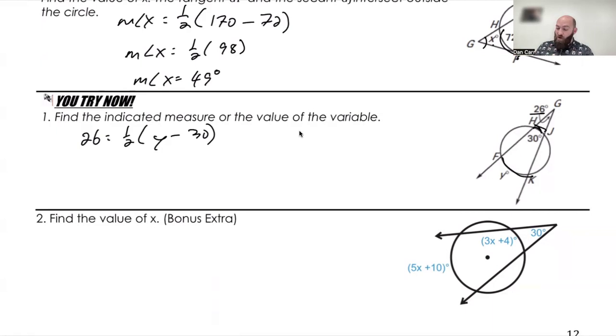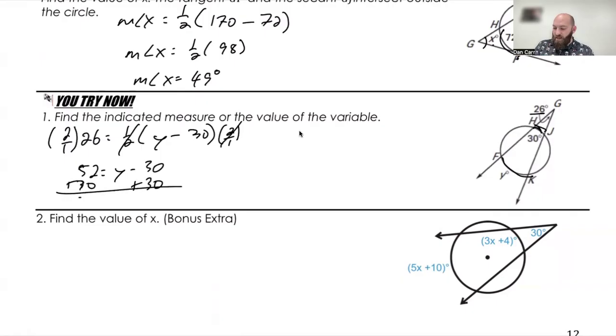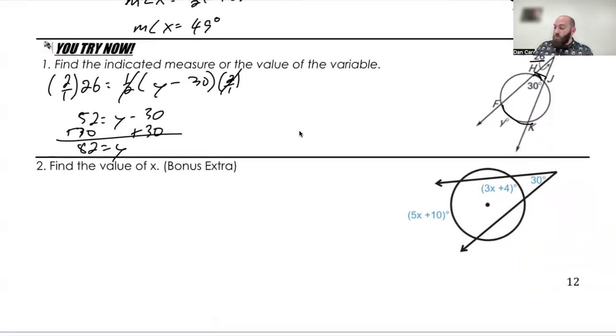Now, one thing I would do for my first step, I'm actually going to multiply by 2 over 1 to both sides. That way I get rid of my fraction there. So that's going to be 52 is equal to y minus 30. And I might as well just finish it up. And now I can add 30 to both sides, and I get 82 for y. This one is probably one of the more challenging ones. We've got to be careful with this one.